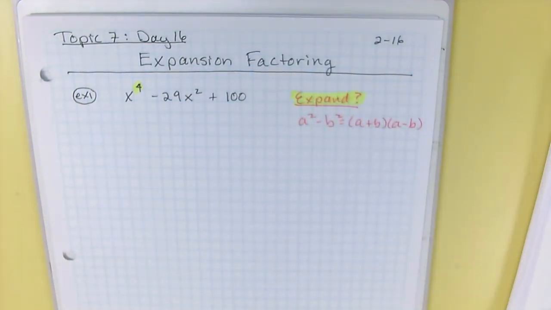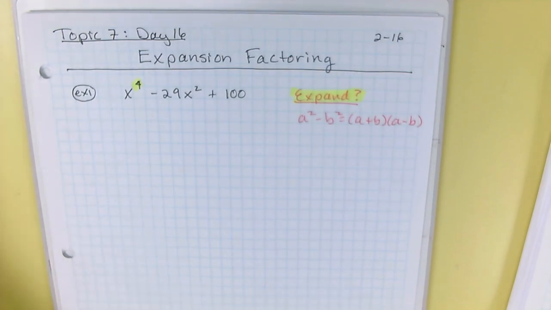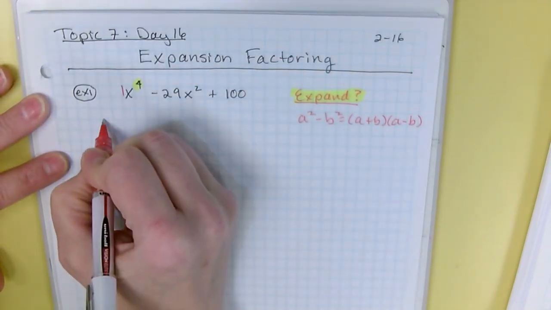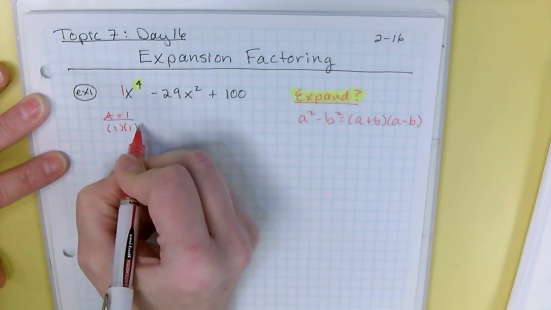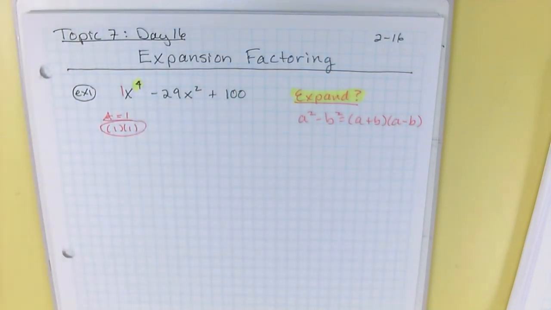And one of the most missed questions on the upcoming quiz is we forget to expand. We get done and we're like, all done. And we don't notice that, oh, we got to go a step further. So then this is like regular factoring. A is 1. So 1 times 1, that's pretty easy. And then our C is 100.